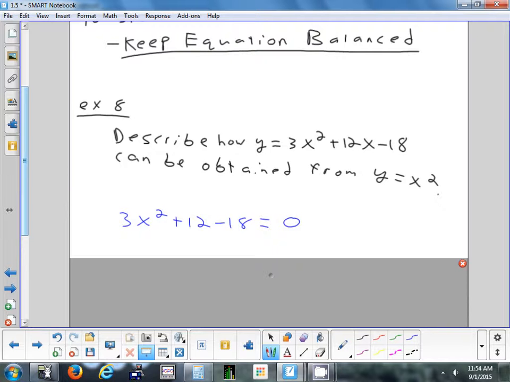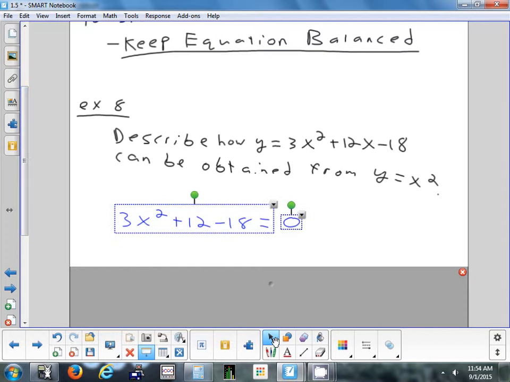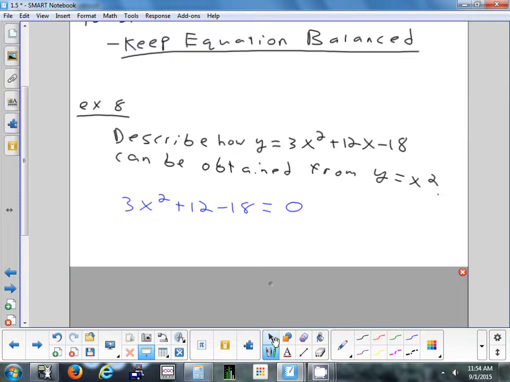Okay, so that's the first thing. Change y to 0. The next step is to move the constant to the other side. You have to do that. Move the constant to the other side. So I'm going to plus 18 to each side. Make sure you copy down your x. So I'll just write what I did. Move constant to other side.